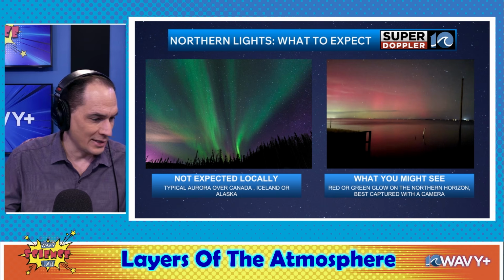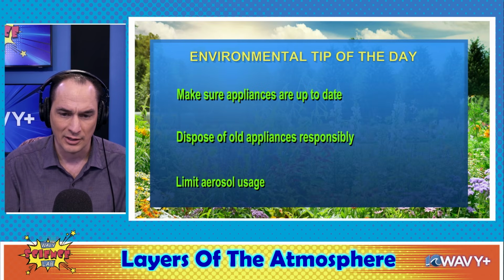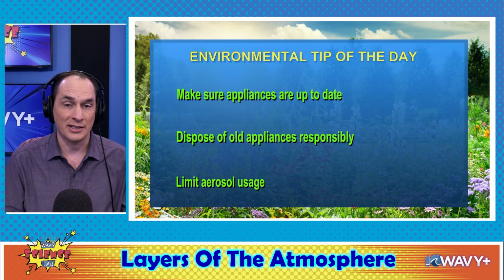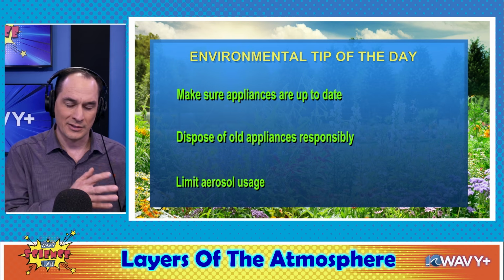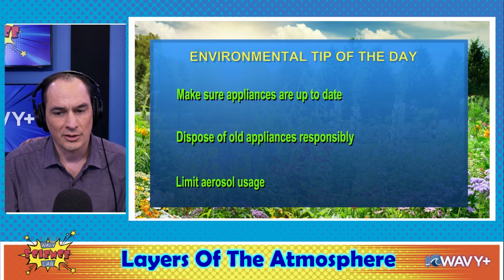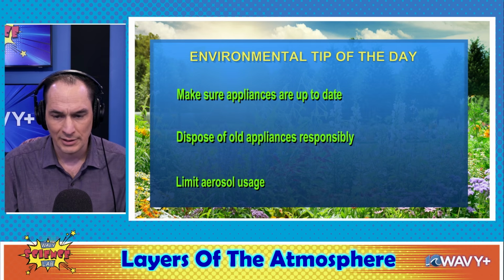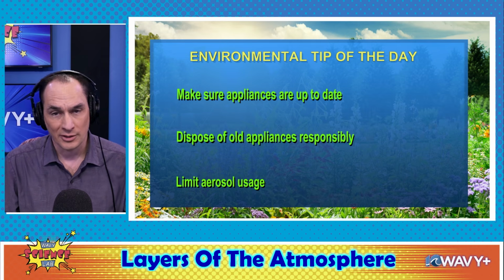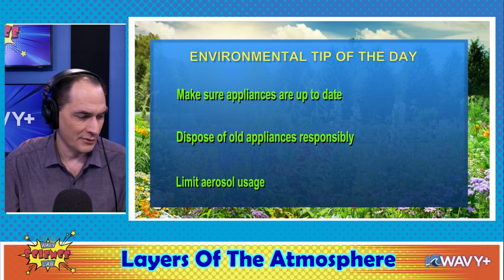All right, so last but not least, the environmental tip of the day: make sure your appliances are up to date, especially when it comes to refrigerants and CFCs. They shouldn't be in there anymore, but some of the things that replaced the CFCs still, they found out, aren't so hot. So make sure you're up to date on your appliances. Dispose of old appliances responsibly, make sure they're recycled in a proper way, and limit aerosol usage, because they still use some stuff that's not so great, maybe not the CFCs anymore.